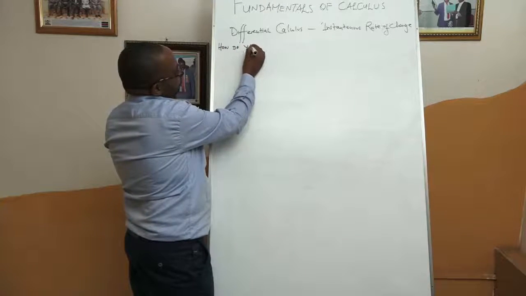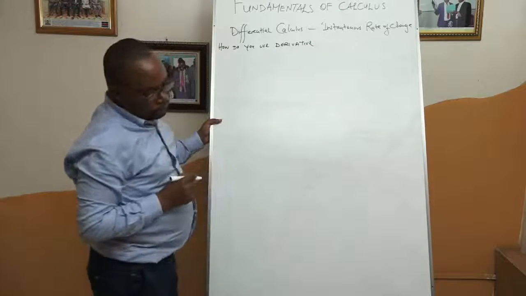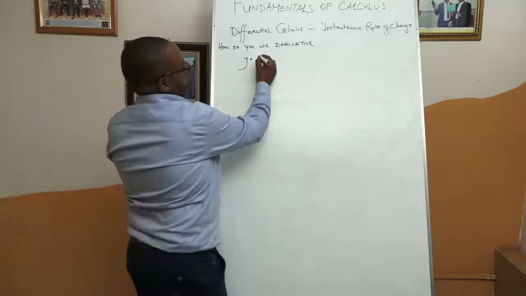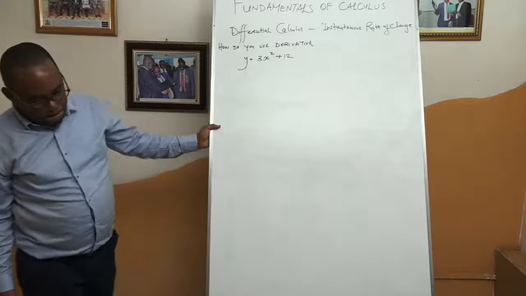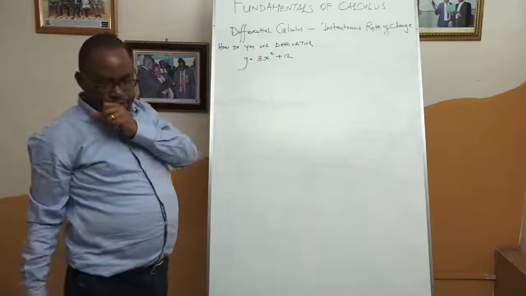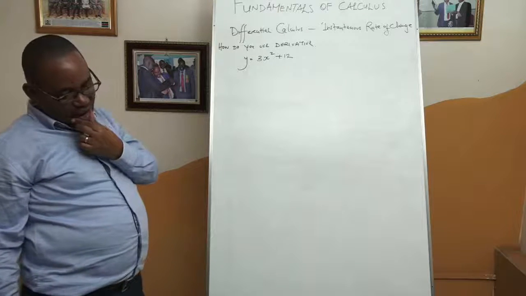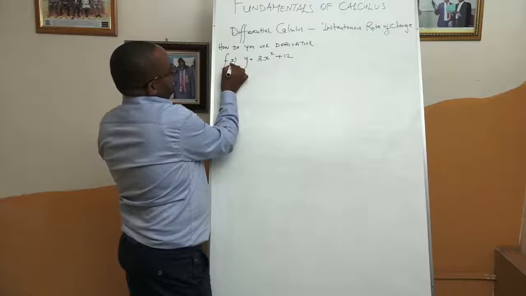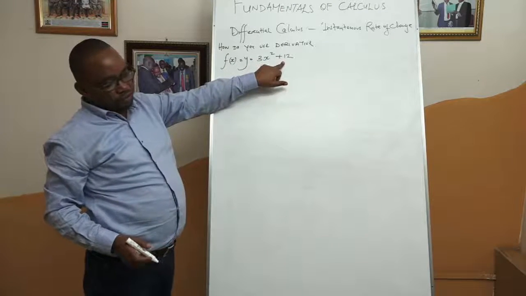How do you use derivatives? I think we are given y is equal to 3x squared plus 12. Assume there's such an equation. Can you calculate the derivative of this? This is the same as saying f(x), the function of x, since I said y is a function of x, is equal to 3x squared plus 12.